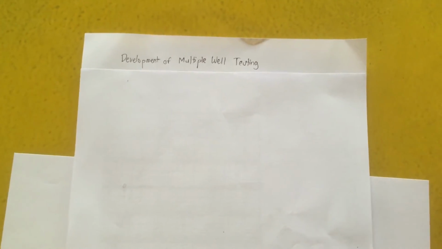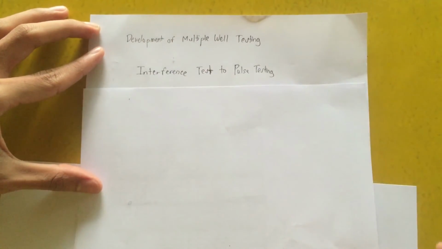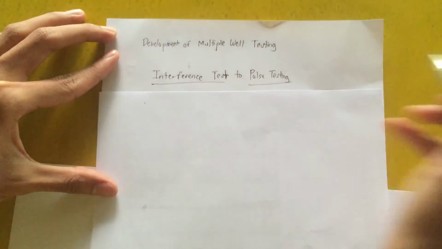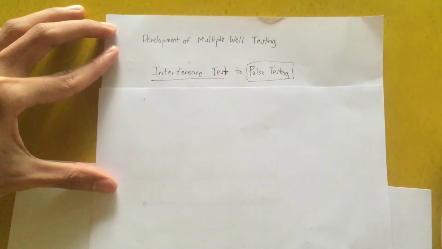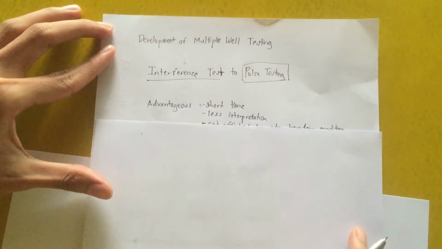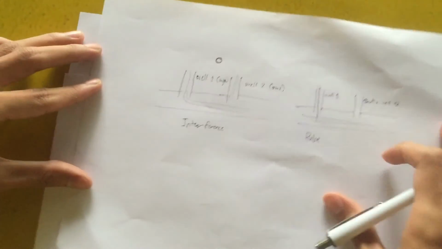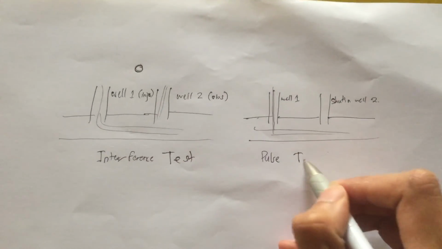Hi everyone. Now we will look into the development of multiple well testing. As we mentioned before, we have 2 types of multiple well testing: first, the interference well test, and next, the pulse test. Pulse testing is actually the advanced technology of the interference test. So let me explain to you what pulse testing is.